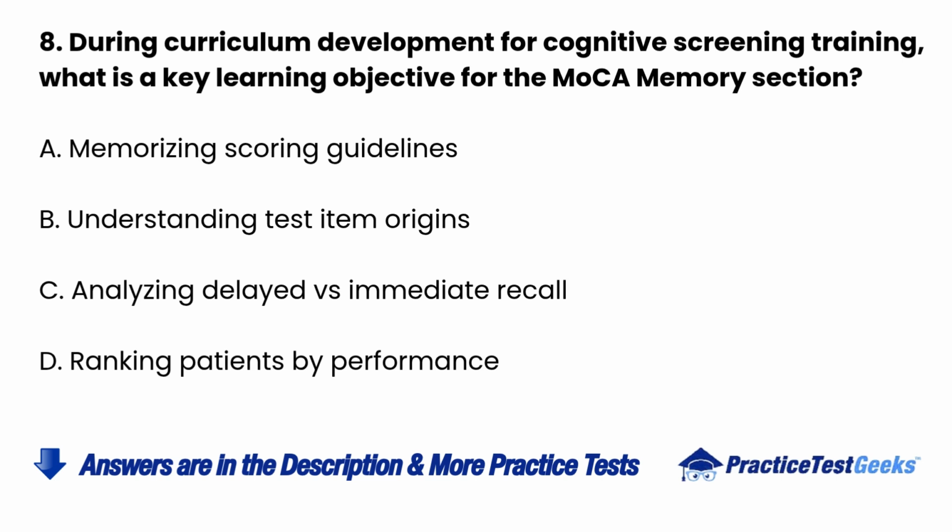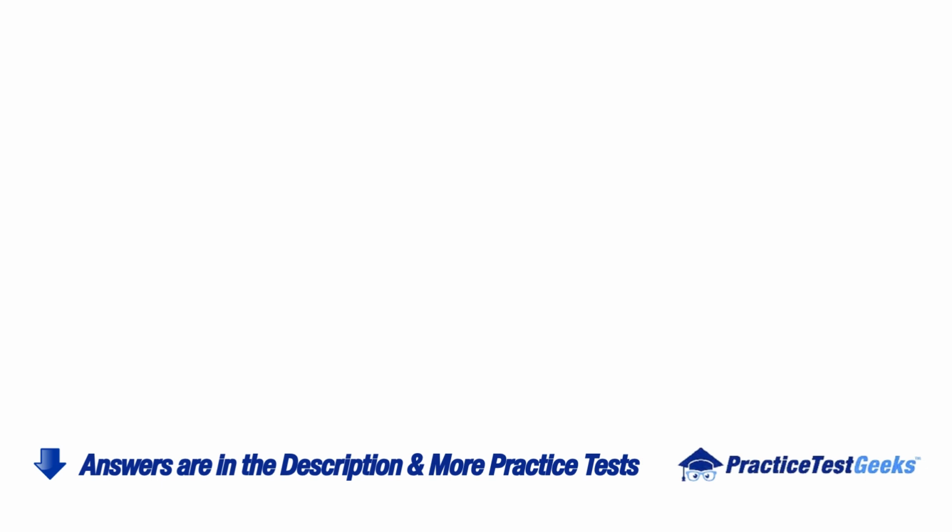8. During curriculum development for cognitive screening training, what is a key learning objective for the MoCA memory section? A. Memorizing scoring guidelines. B. Understanding test item origins. C. Analyzing delayed versus immediate recall. D. Ranking patients by performance.